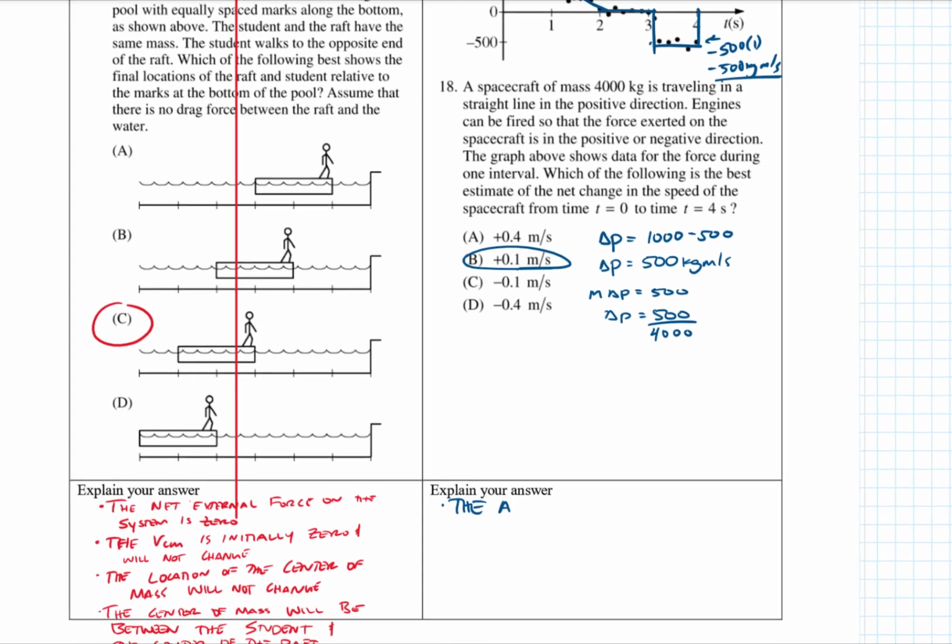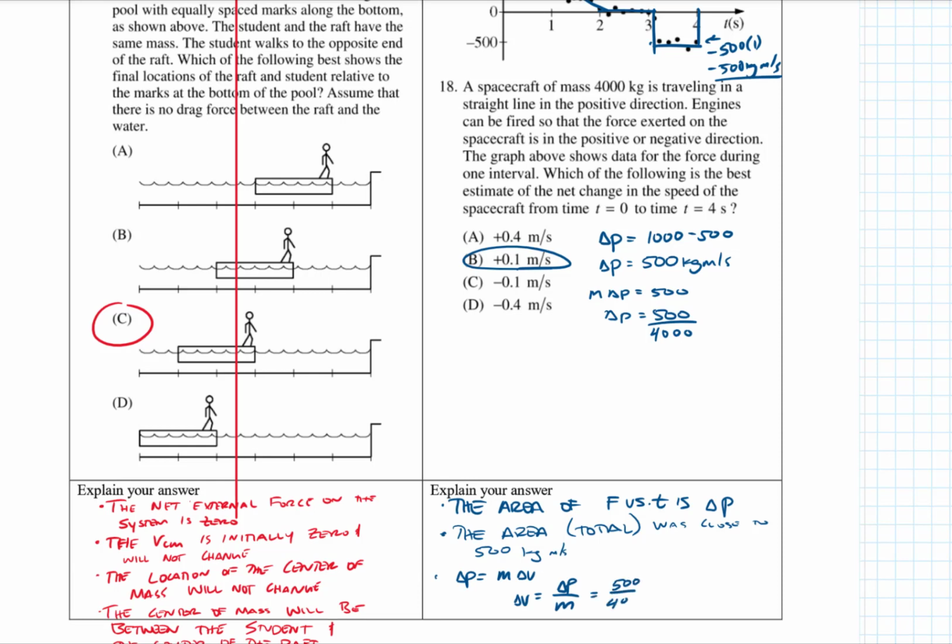So if we want to walk through the answer, just to summarize, the area of that force versus time graph is the change in momentum. The area total was very close to 500 kilogram meters per second. So change in momentum is mass times change in velocity. The change in velocity is the change in momentum over the mass, or about 0.125, which is really close to 0.1. That's why we chose 0.1 for our answer.